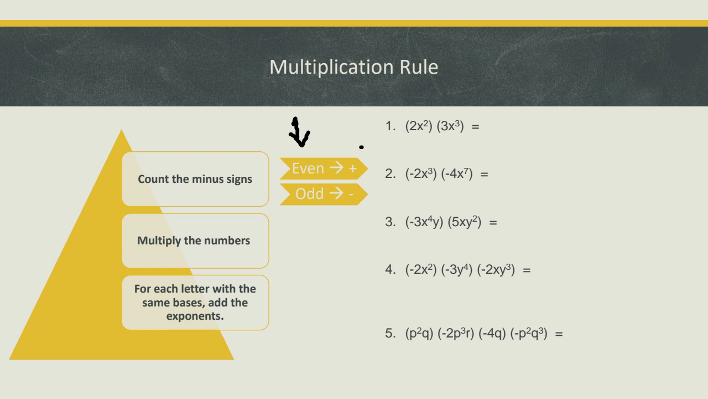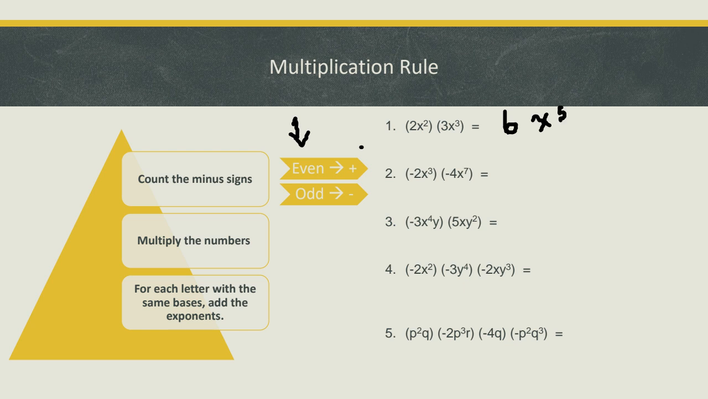Sorry, I didn't have a chance to turn the mic off there. For the first question, we have 2 times 3, so we don't have any signed numbers to worry about, so we just have a 6. That's great. Then I have an x to the power of 2 and an x to the power of 3. So again, we're just adding those exponents. 2 plus 3 gives me 5. So 6x to the power of 5.